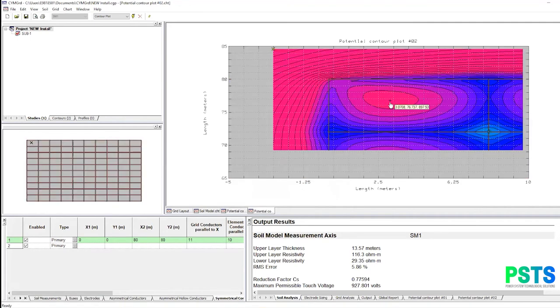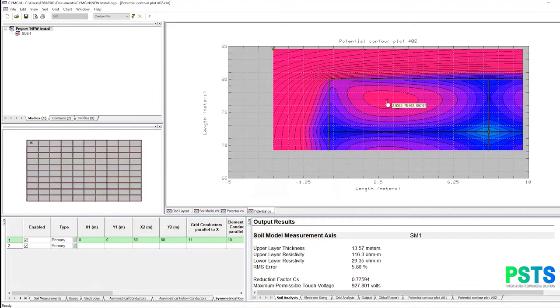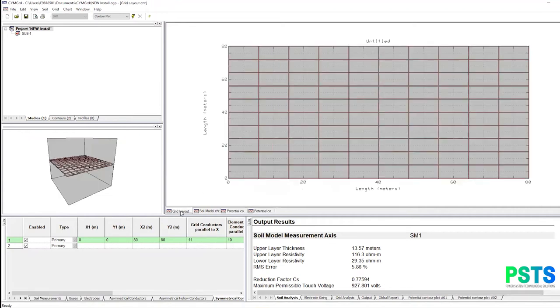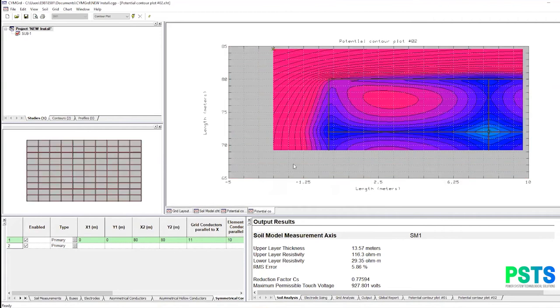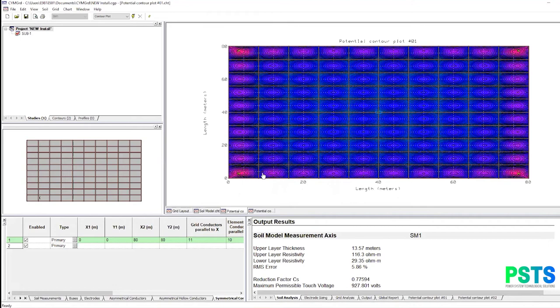So you see, it's 891. It's very, very marginal, so I would do something on this corner. What you can do sometimes is put something like small conductors here.